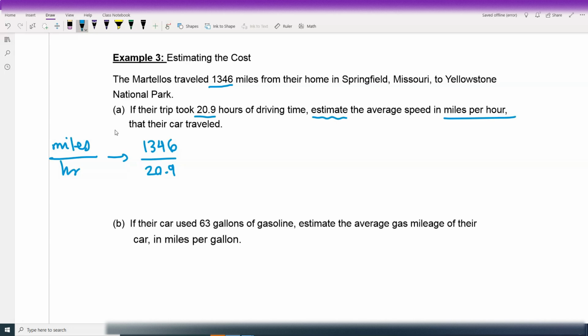It didn't ask us how to round it, so let's practice here. I'm going to round this to the nearest hundred. This is ones, tens, hundreds. So to the nearest hundred, this is 1,300. And the denominator, I'm going to round to the nearest whole. So the answer without a decimal point is 21. After dividing, we get 61.9. Again, we can round it to the nearest whole. The nearest whole is 62.